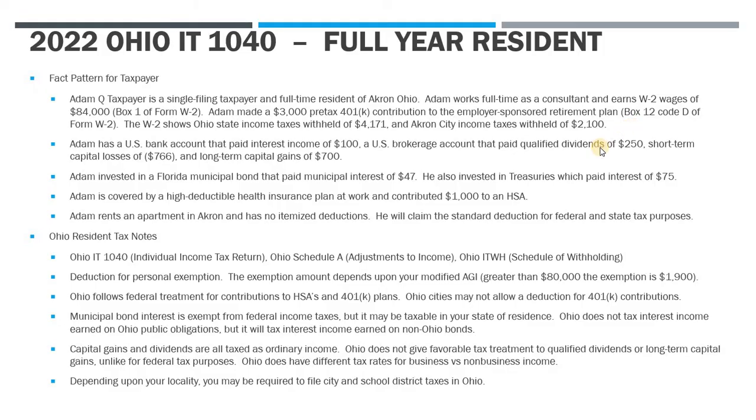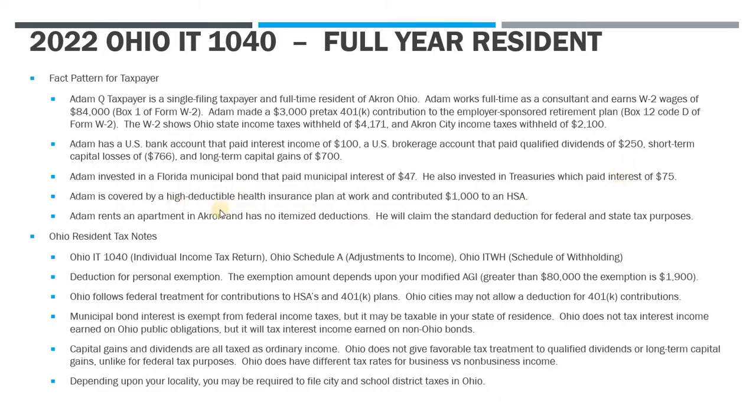Now, Adam has a U.S. bank account that paid him interest of $100. He also has a brokerage account that paid some qualified dividends out, $250. And then he's got some short-term capital losses and long-term capital gains on the sale of those securities. Now, Adam is also invested in a Florida municipal bond, and that bond paid municipal interest income of $47 during the year. And he's also invested in some treasuries, so those are U.S. treasuries, which paid interest income of $75.